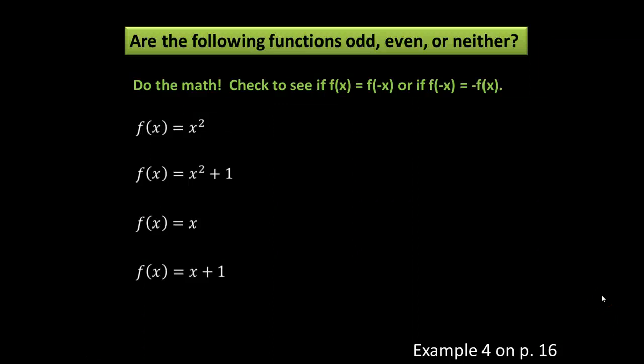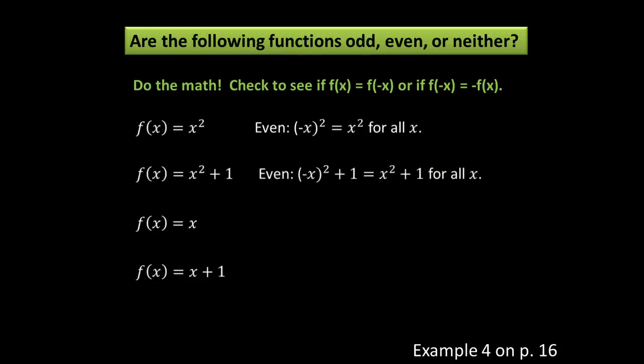First one, f of x equals x squared. That is an even function. Negative x squared is equal to x squared for all x. Next one, f of x equals x squared plus 1, also even because negative x squared plus 1 is equal to x squared plus 1 for all x. Third one, our linear function, f of x equals x, is odd because f of negative x is equal to negative x for all x. And then lastly, f of x equals x plus 1.